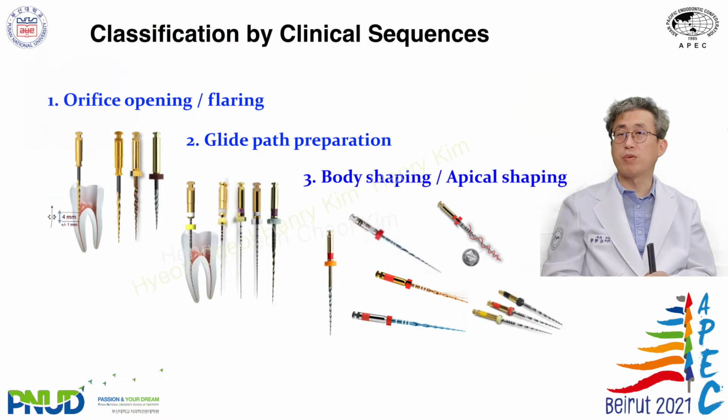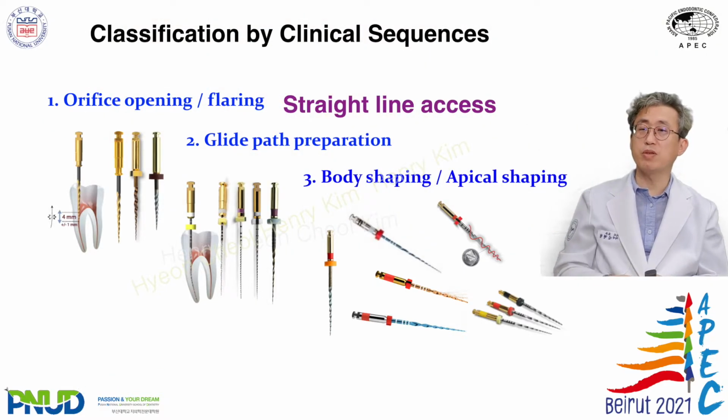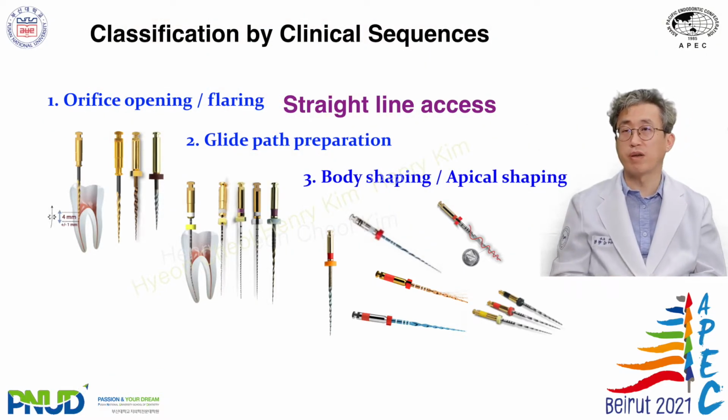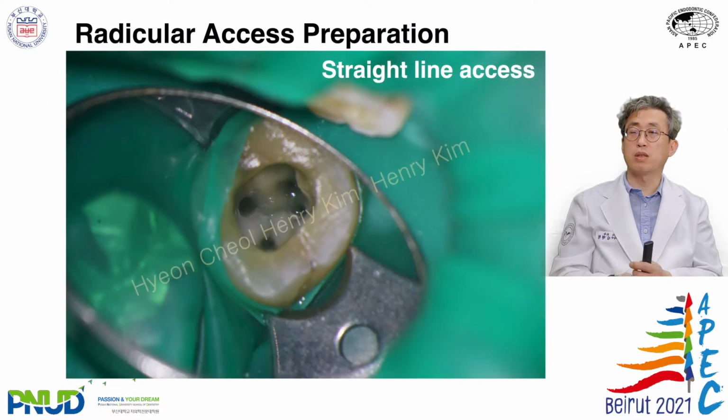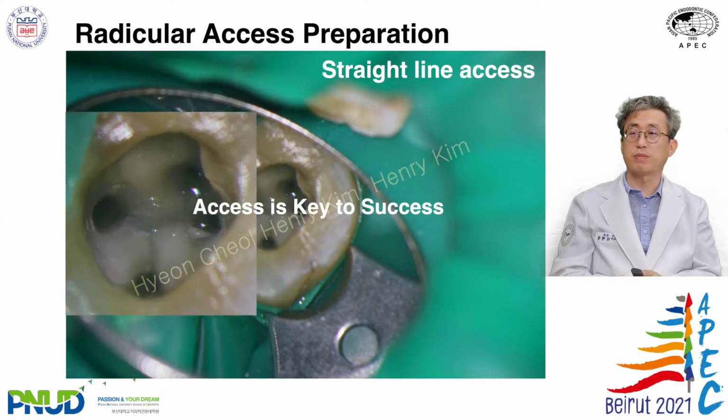For the same purpose, the first recommended sequence is to make flared orifices. This is the way for straight line access. And we know that this is the main principle of the root canal preparation. We learned it from the textbook. So the access is the key to success.